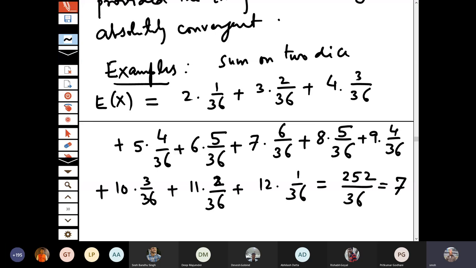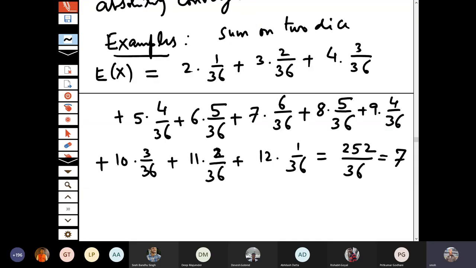So now you consider the interpretation of this. So the sum on the two dice, it can be 2 with certain probability, it can take value 3 with certain probability, it can take value 4 with certain probability, and so on. Then expectation value is the value multiplied by the probability. Then what does it represent? It represents the expected value, or you can say average value.